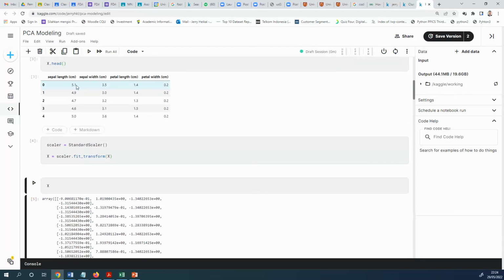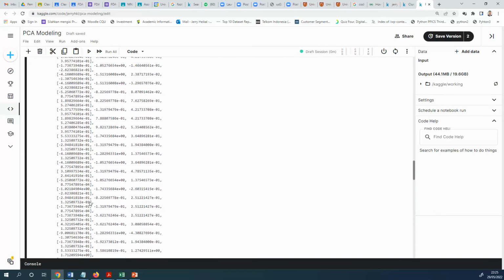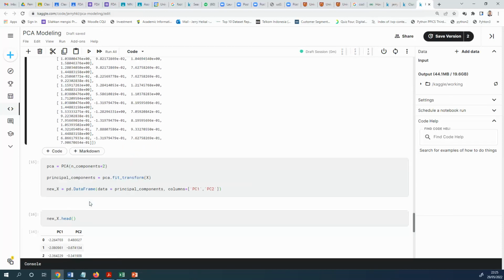So toward the mean of the z-score, what is the distance? Minus 1. Okay, this is 0.09, minus 0.9, because this is by the power of minus 1. So we have the normalized data here.